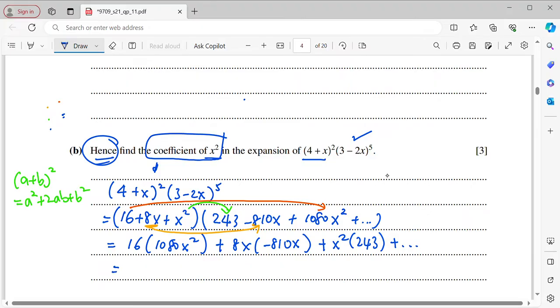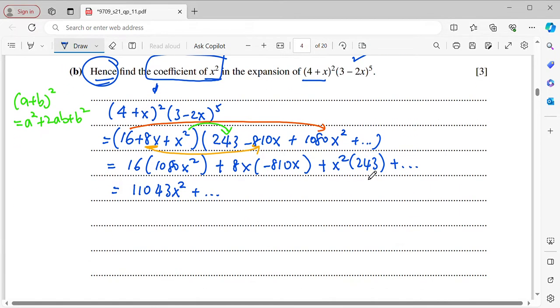Then here I will be getting 11043x squared. And now my final answer, the coefficient of x squared, it will be 11043. So that's the solution of this question.